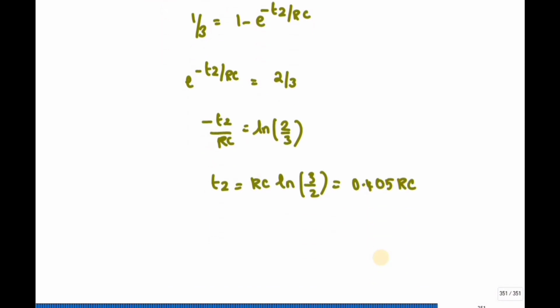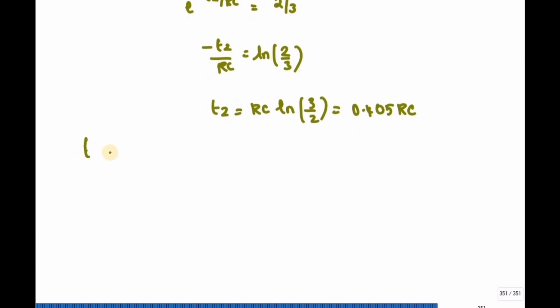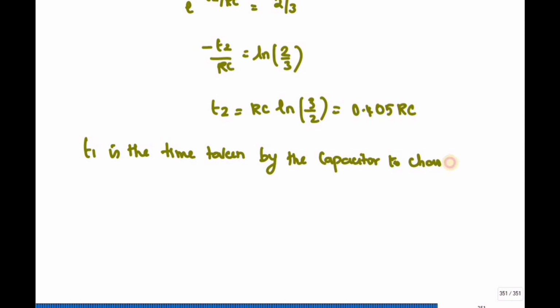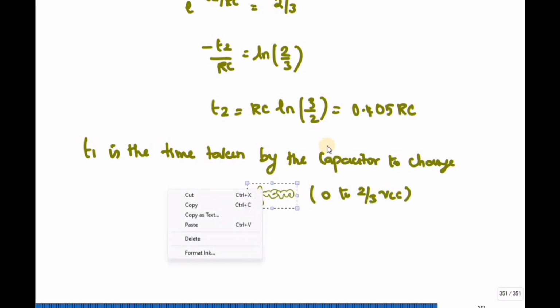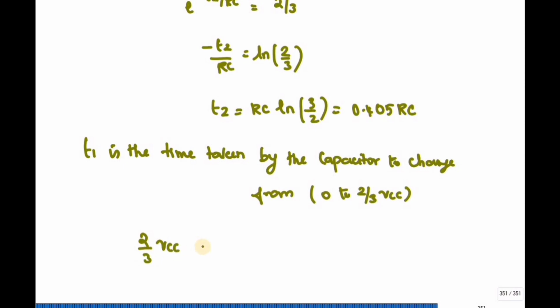Okay. Next, T1 is the time taken by the capacitance to charge from 0 to 2 by 3 of VCC. So if that is the case, I can write the final value to reach is 2 by 3 VCC, that is equal to VCC into 1 minus e power minus T1 divided by RC.